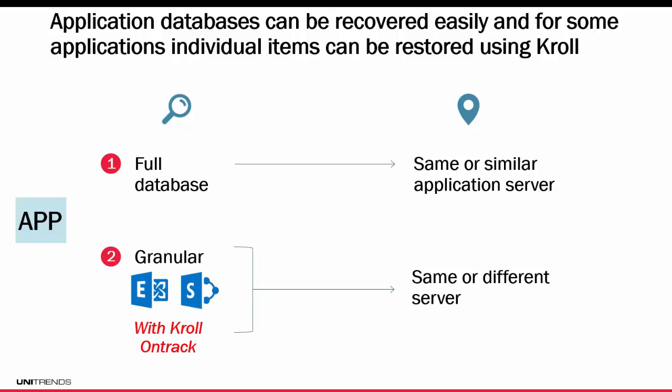Alternatively, we even offer that granular recovery with Exchange and SharePoint utilizing a product called Kroll OnTrack. With Kroll, you can go in and search for individual items that you want to restore. You simply mount it on the Unitrends appliance, utilize the Kroll software, go in and search for that email or that specific SharePoint item, and then from there you're going to be able to recover it to your current up and running SharePoint or Exchange server. It's really great and easy to use, and it's completely supported by Unitrends, even though it's a third-party product.